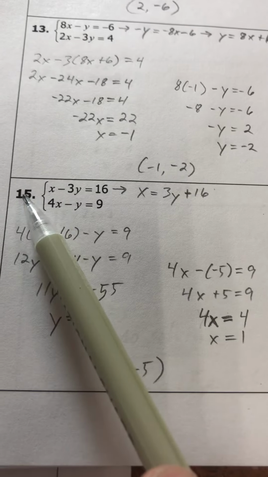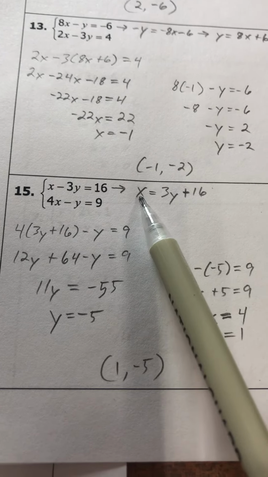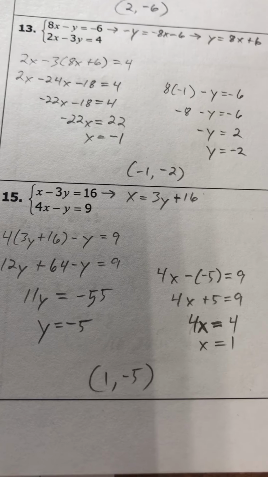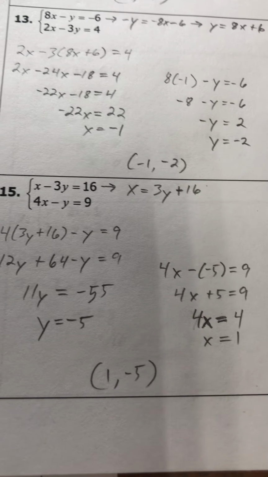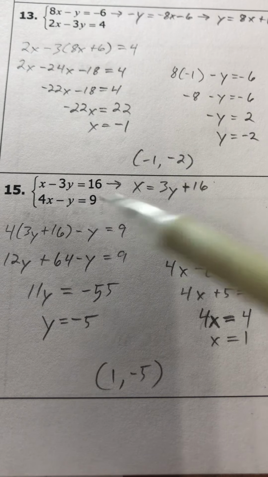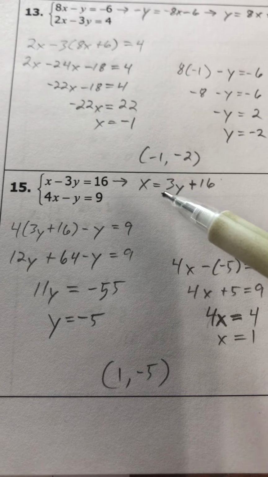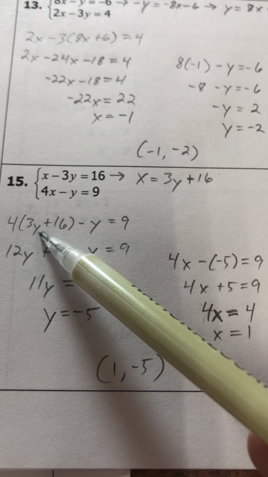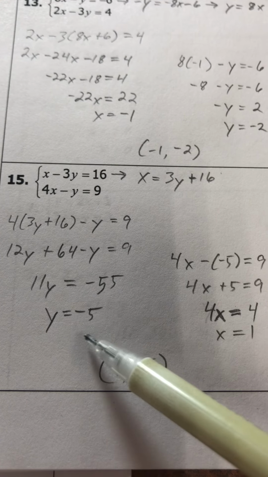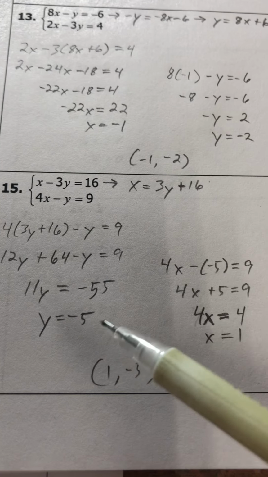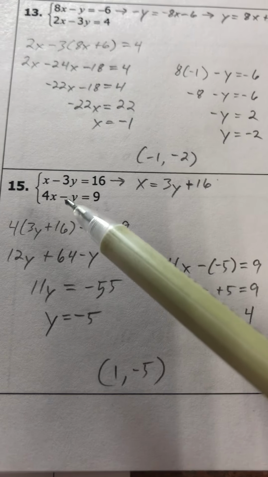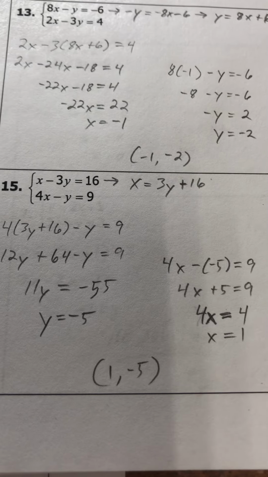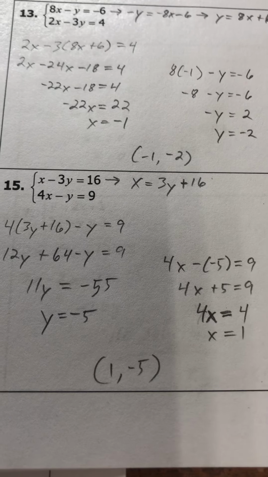And lastly, number 15, I isolated the x. You could have isolated the y and then put that y up here too. Either one, you're going to get the same answers. So I plugged in that x value here for this one, solved for y, and y equaled negative 5. Then I plugged in the negative 5 in this problem here just because it looked easier, and I got x equals 1. So 1, negative 5 would be my final answer.